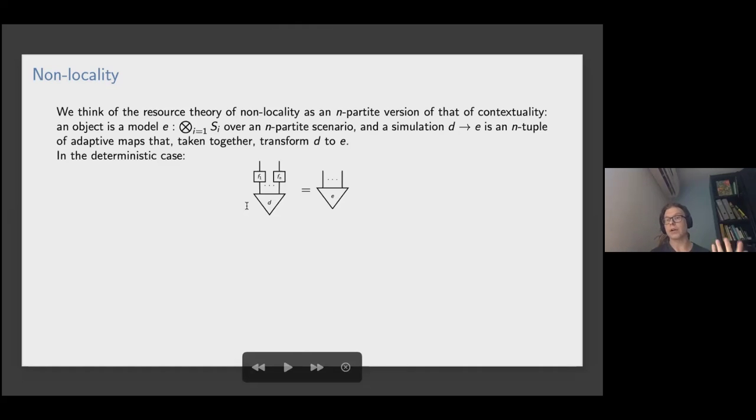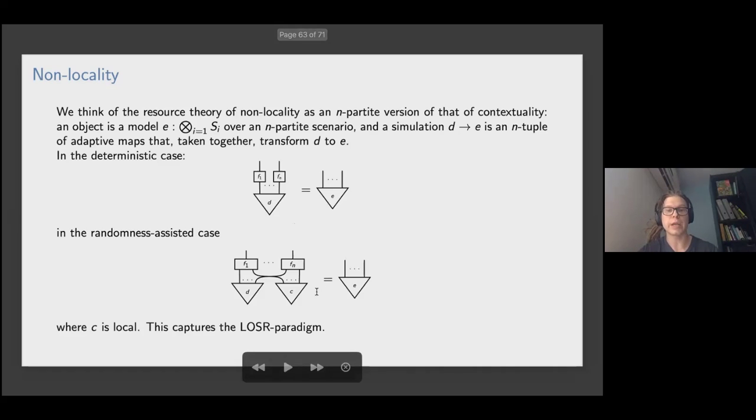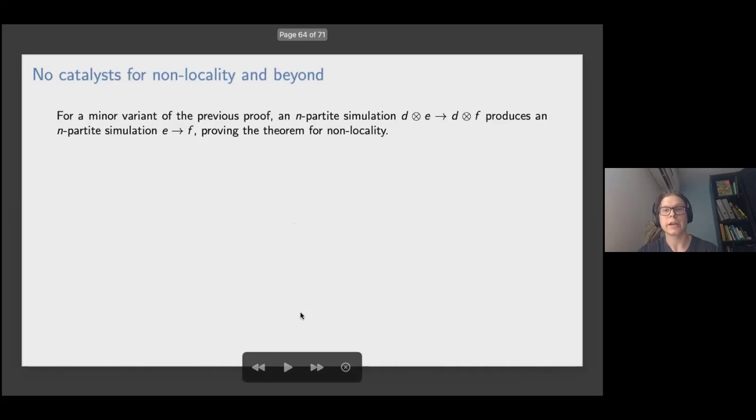So the idea is that if, I don't know, Alice, Bob, and Charlie share some box, then when they want to transform it to E, Alice should only do measurements on her part of her system, and similarly for Bob and for Charlie. And of course, you might still want them to share shared randomness. So you can also share an n-partite box, and then you can only use your part of the shared box and of the box D, that's your resource. And if you slightly modify the proof before, the result is that it still preserves this property of the simulation being n-partite.